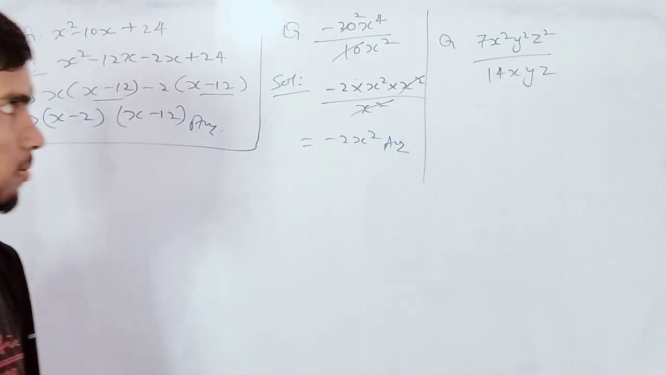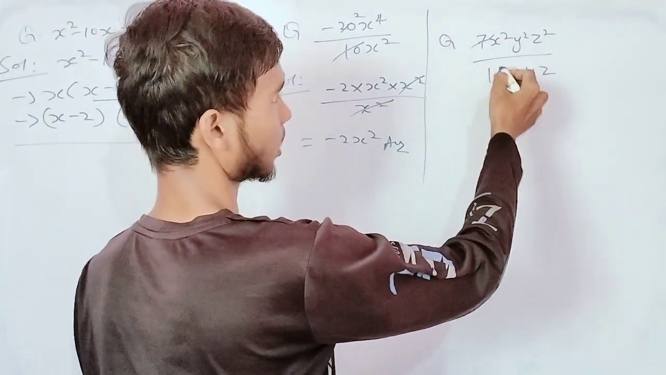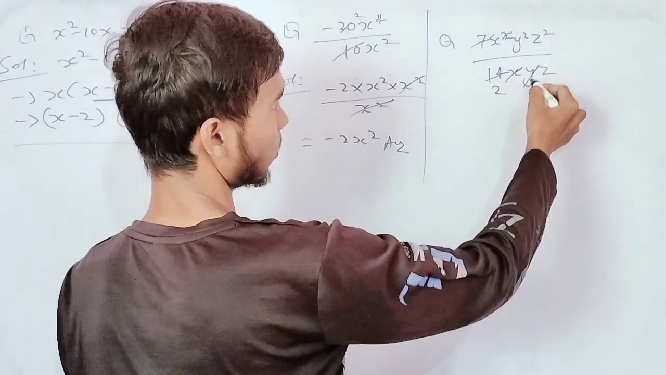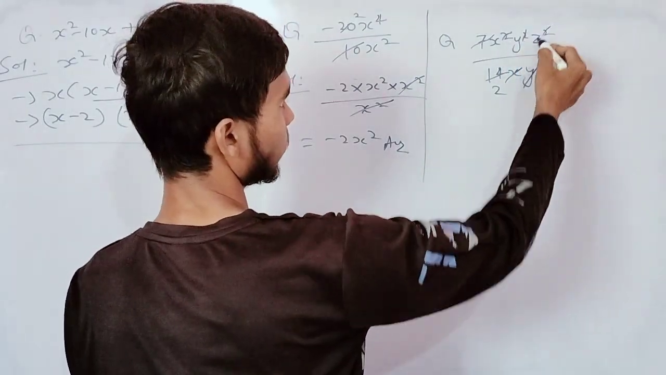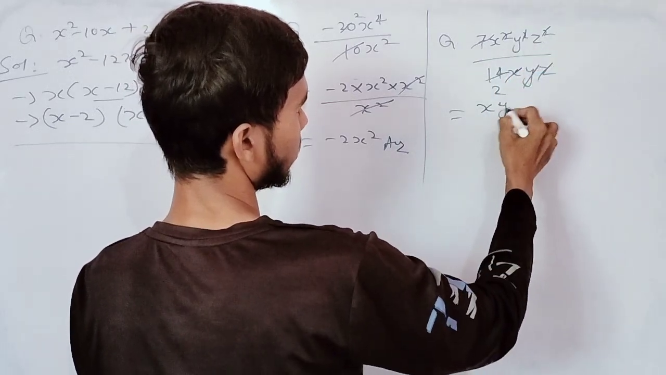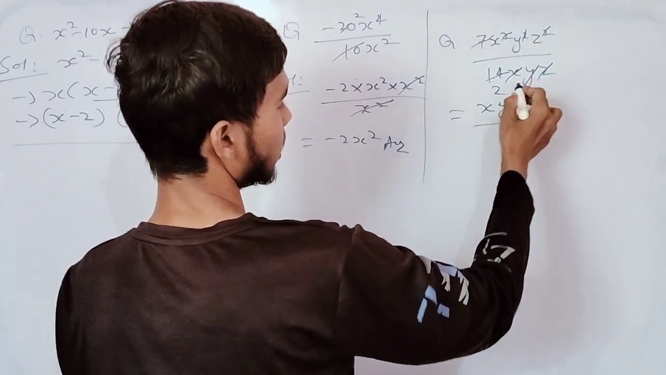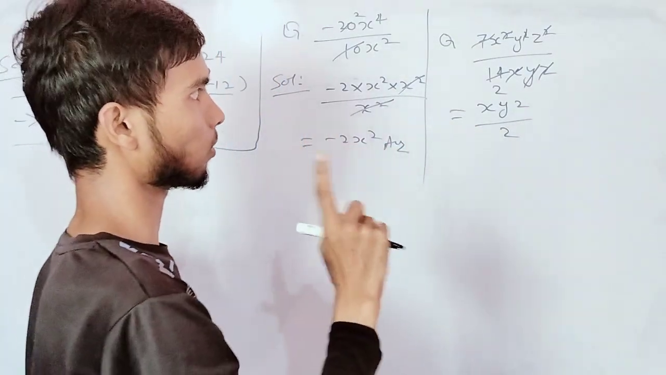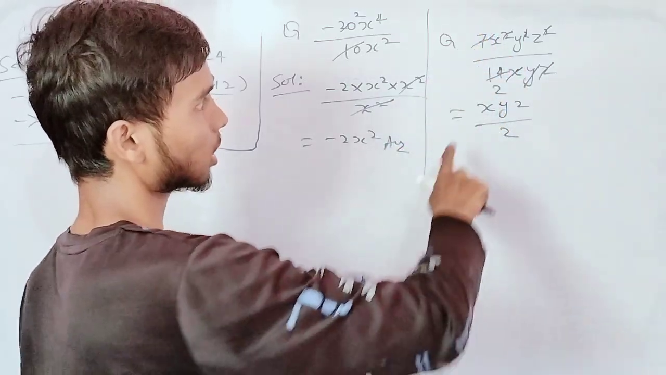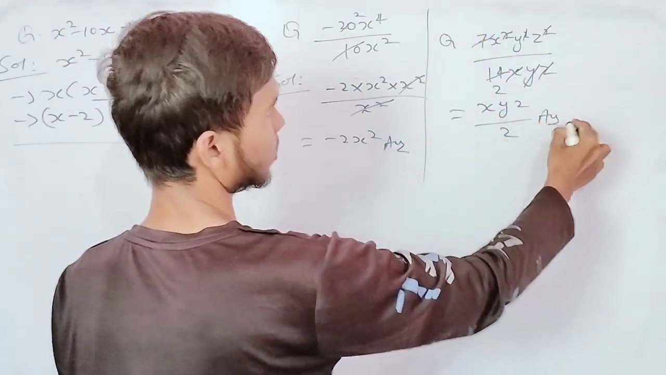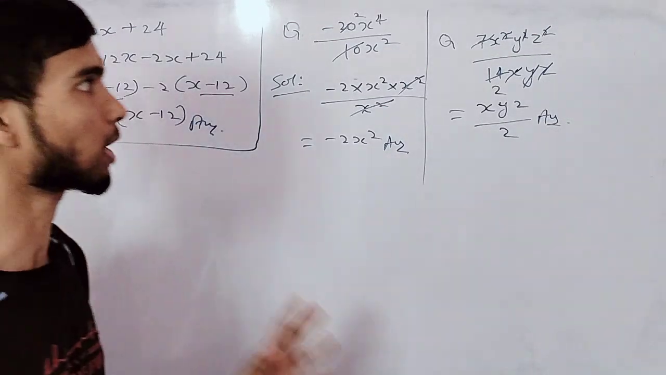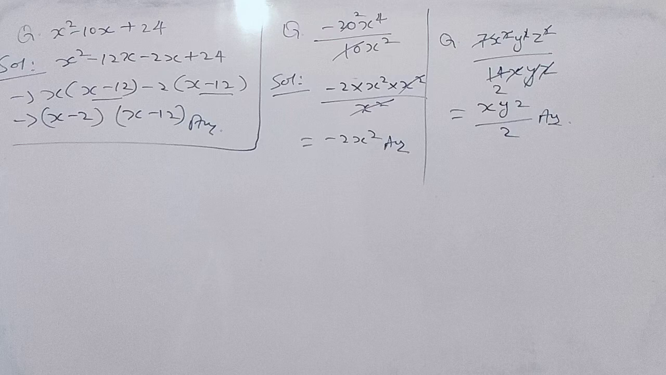What about this? Now here you can see 7 will cut this 14 by 2. Here x, 1x, 1y, 1y, 1z, 1z. We have left how much? xyz upon 2. In place of the denominator there is one number which is 2. In place of the numerator is xyz. Till here this is the answer. So here we simplified a fraction in variables.